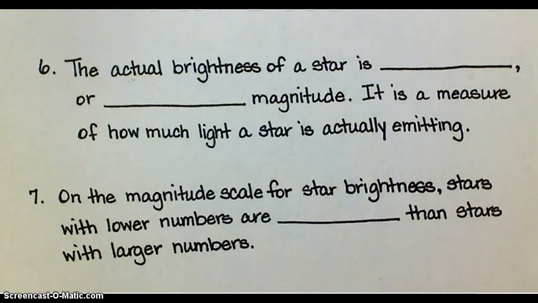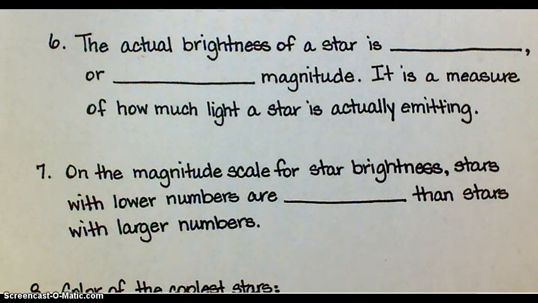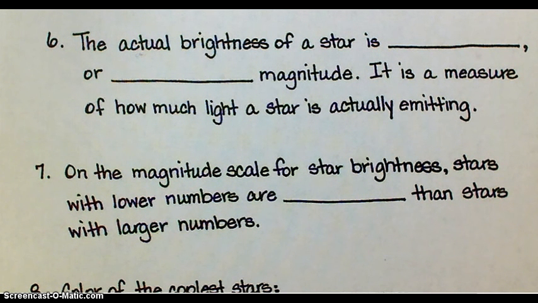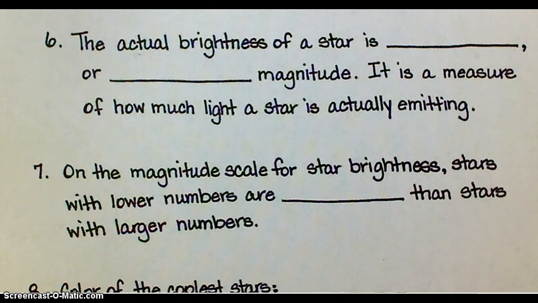Again, we've been doing this the last couple of days. On the magnitude scale for star brightness, stars with lower numbers, or stars that are deeper into the negative territory, are brighter than stars with larger numbers. Okay? So the lower the number, the smaller the number, the brighter the star. So lower numbers are brighter than stars with larger numbers.